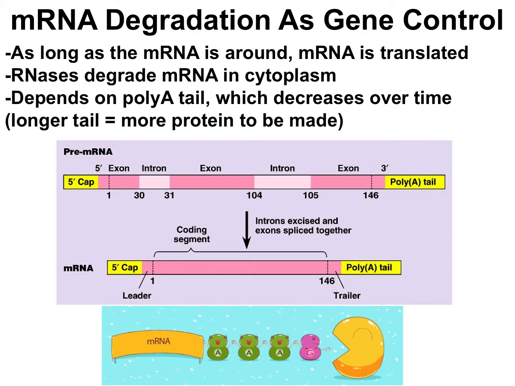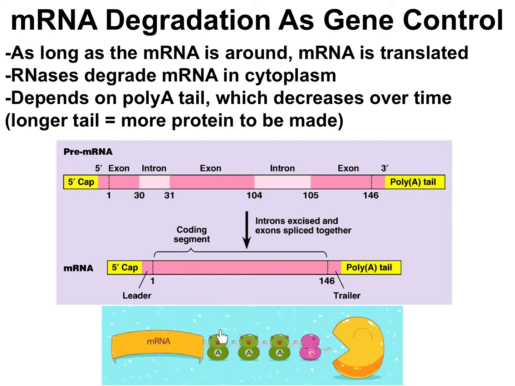Now, even once that mRNA is made, there are still opportunities for gene regulation in eukaryotes, and one of those opportunities has to do with the life cycle of an mRNA. Now, if an mRNA is around, I want you to imagine that mRNA is just going to be translated and translated and translated again by ribosomes, but the lifespan of mRNA is influenced by a few different factors, and one of those factors is the poly-A tail. The poly-A tail is a post-transcriptional modification of the pre-mRNA that's added before the mRNA leaves the nucleus.